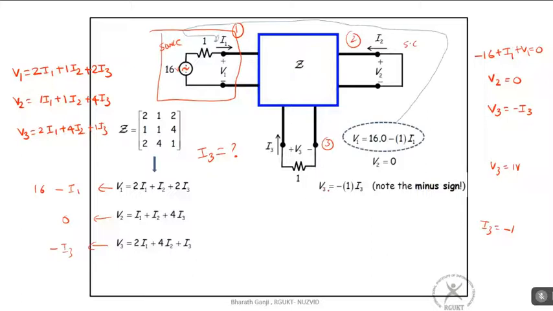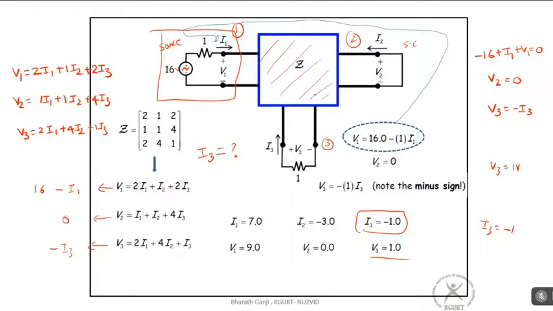Okay, so you need to get I3 as -1 and V3 as 1 volt. So you basically have to solve these equations to get the answer, right? So you can see what is inside this box is irrelevant here. Okay, ఈ బాక్స్ లోపల ఏముందో నాకు అనవసరం.